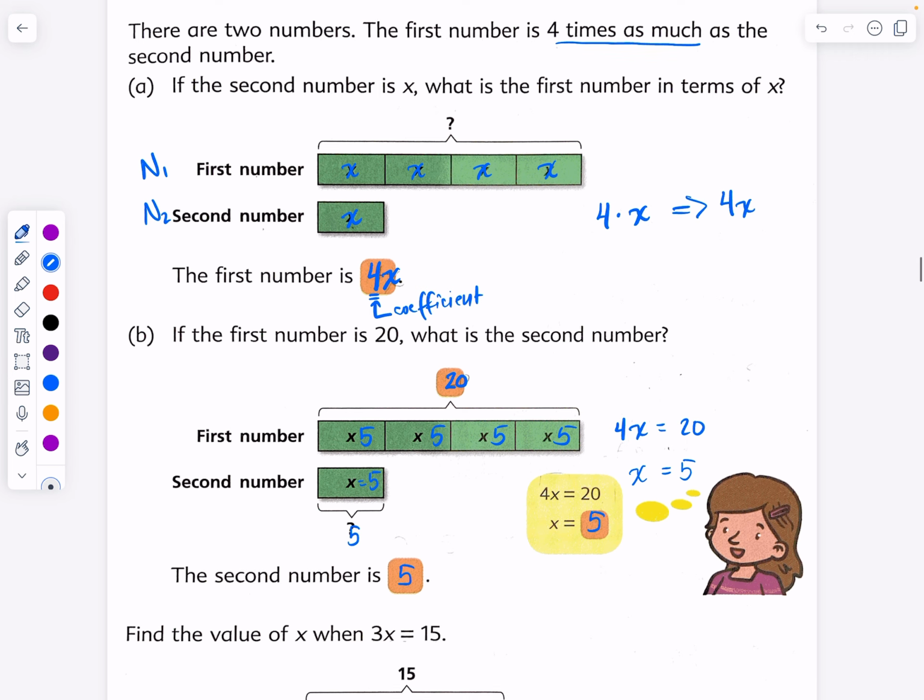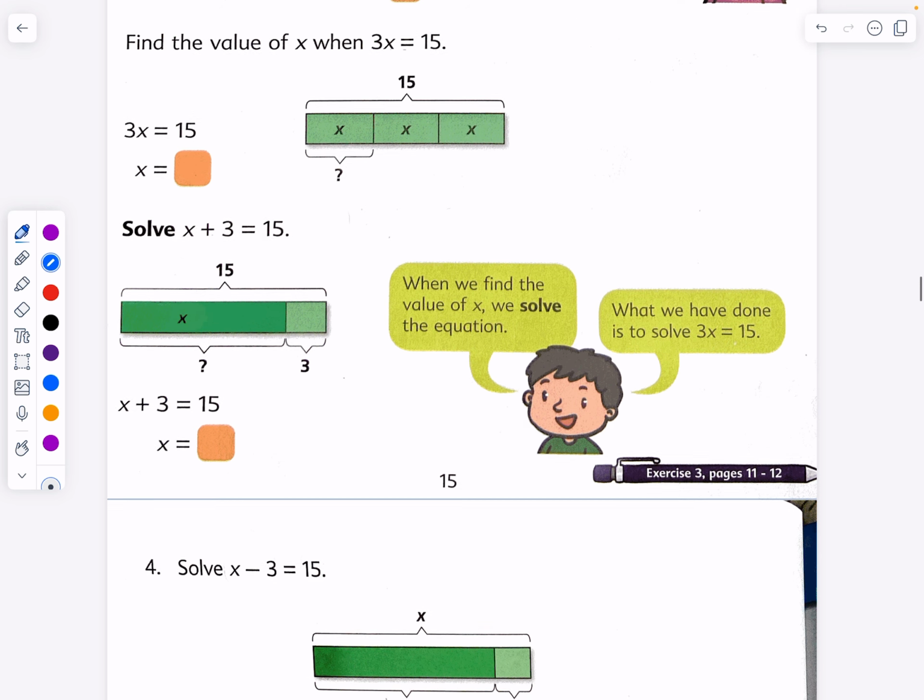And next example. Find the value of x when 3x is equal to 15. Well, if 3x is 15, how much is 1x? Well, it's going to be 3 times less. What do we do? We divide by 3, and the answer is 5. x equals 15 divided by 3.